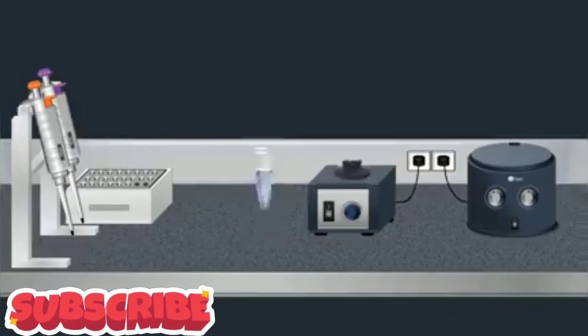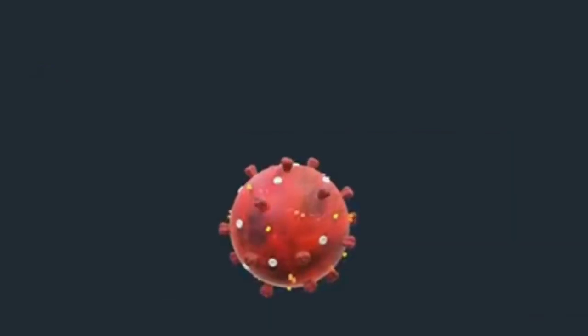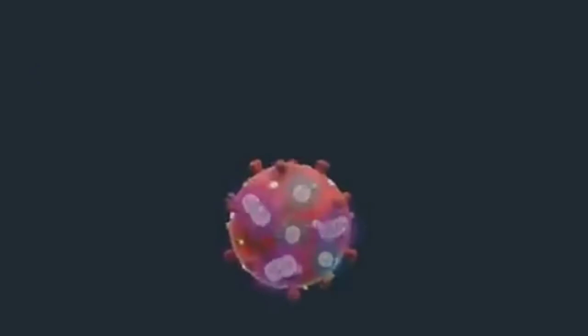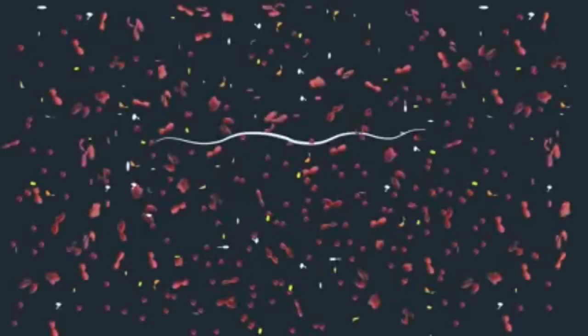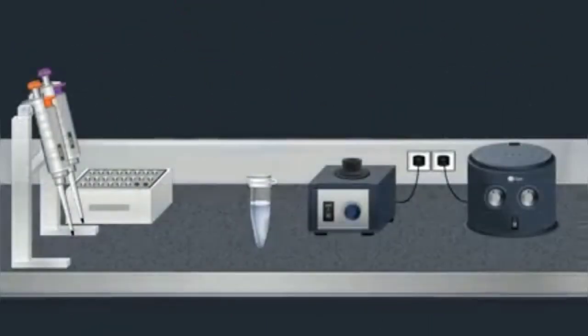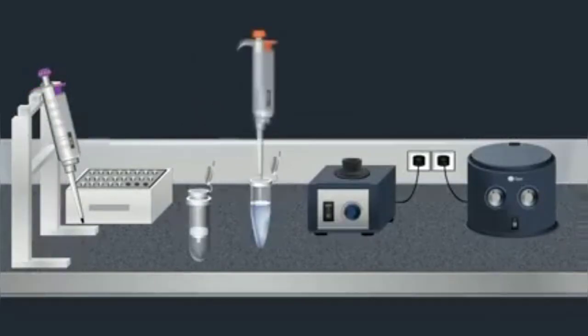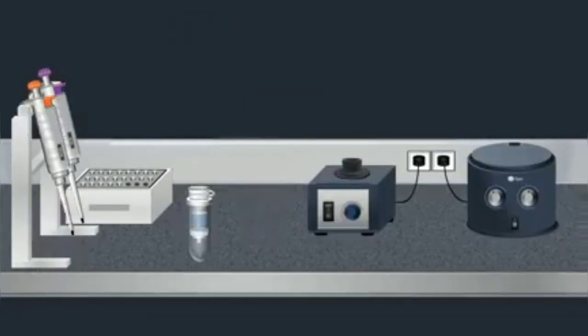Once the lysis buffer is added, the tube is mixed by pulse vortexing and incubated at room temperature. Then the virus is lysed under the highly denaturing conditions provided by the lysis buffer. Once the sample is lysed, a purification procedure is carried out by using a spin column. The sample is loaded onto the spin column. Then a centrifugation is performed.